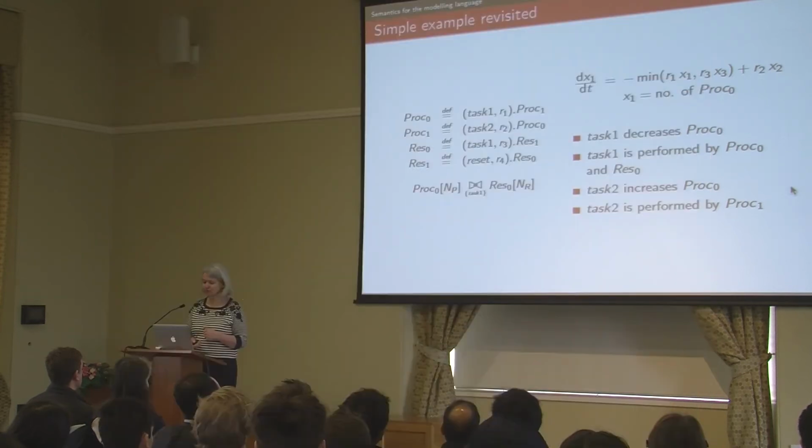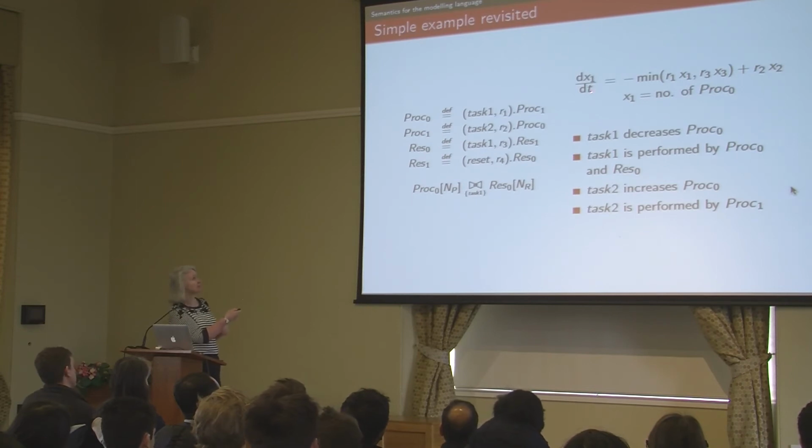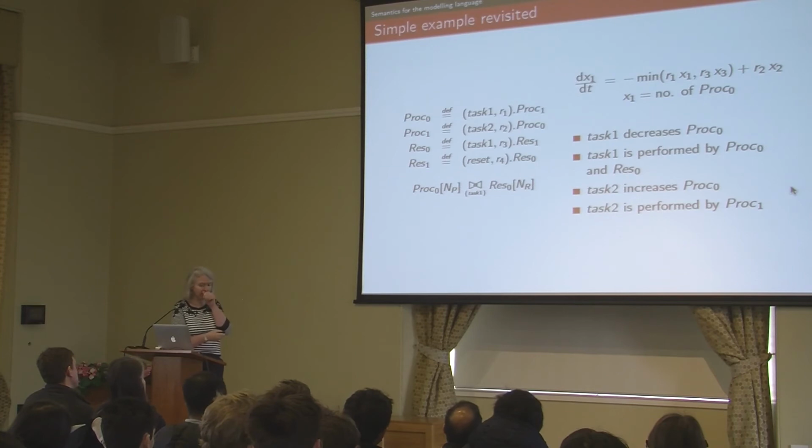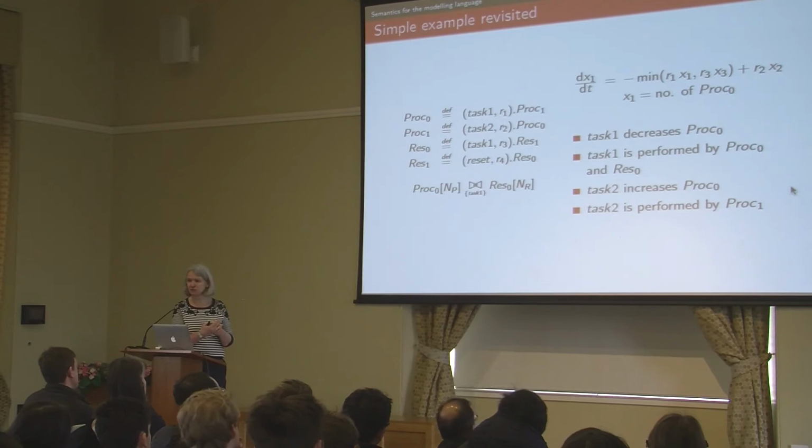We can do that, and then we can translate those ideas of increase and decrease into terms within an ordinary differential equation. So we introduce a variable x1 and say it's decreased by this action task 1 and it's increased by the action task 2. If we're looking at processor 0, decreased here, increased here, the rate here is going to be R2 times the number of processor 1s we have, which is x2, and then the rate of this one is going to be that minimum, again influenced by the number we have taking part. I'm not going through this in detail, I'm just trying to give you the intuition.